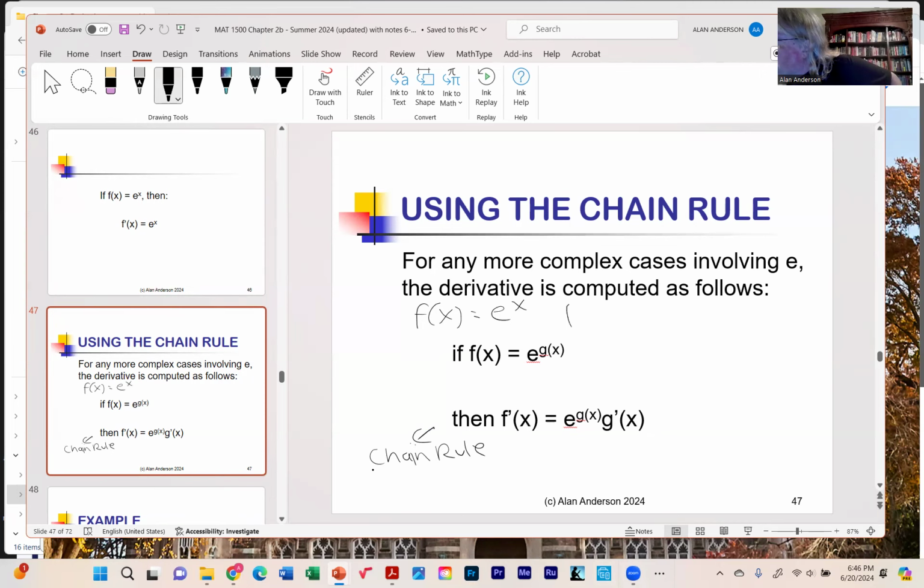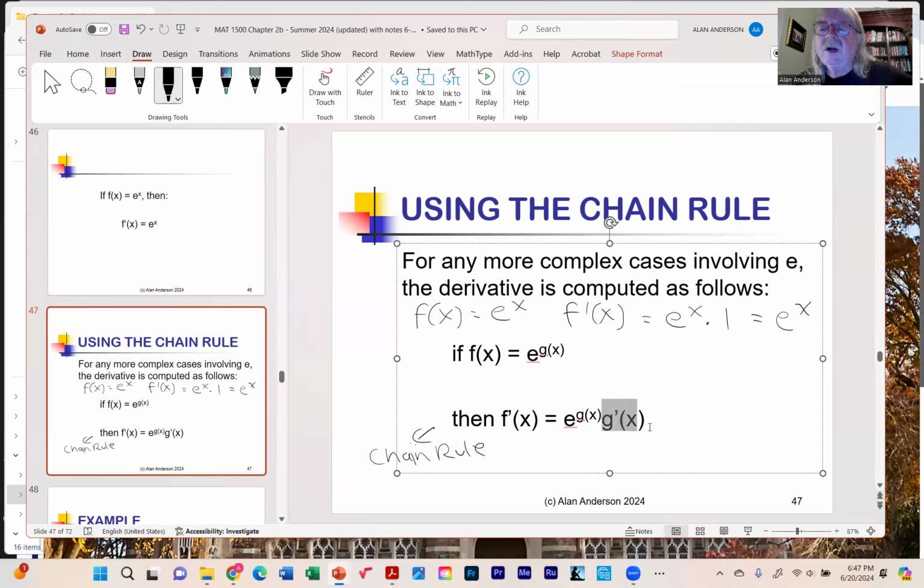Because look what happens if you take this and write it as e to the x times g prime of x, that's just one. So that's why it's so simple. It is technically derived by using the chain rule. It's just that g prime of x in that case is one. So we end up with e to the x. For every other case, we need this g prime of x.